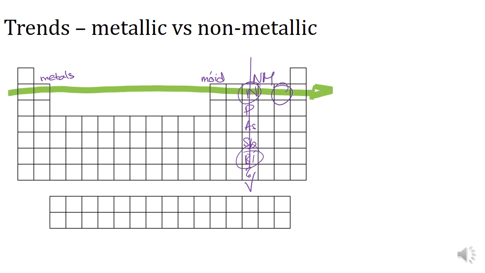As you move down a group, those outer electrons are getting further away, which means that we're seeing an increase in metallic character.